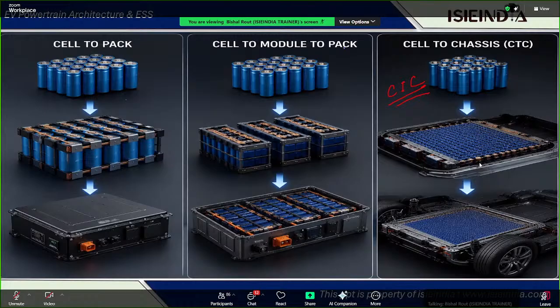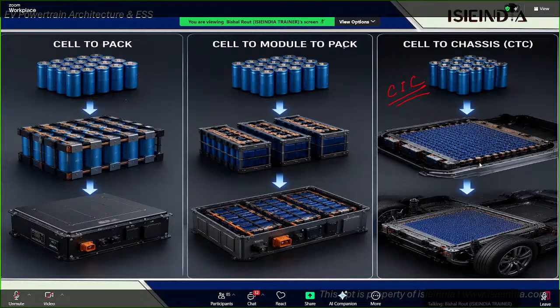But the technical advantages which come in the cell to chassis approach: there will be maximum space utilization, because almost the entire floor becomes battery structure where more cells can fit. And the weight reduction is very, very massive, right? There is a separate pack casing, a separate cross member, a separate reinforced structure, which is actually reduced basically. And that is the reason why weight is reduced, right?